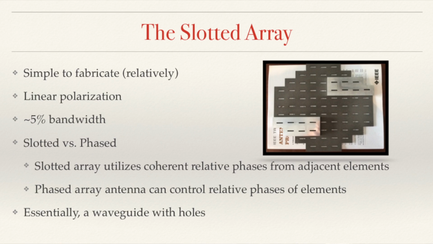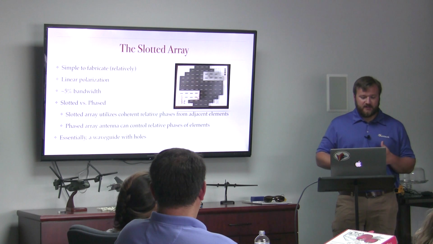So what is a slotted array? You see a picture here of some concepts early on, saying, okay, well, if we want to build a slotted array antenna, what are the basic operations that go into that? But really, a slotted array antenna is something that is going to put out radiation. It's going to be done in a way where it produces a linearly polarized type of radiation.